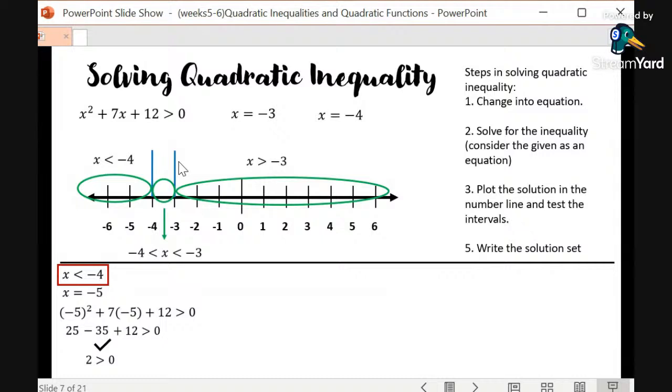So ang una nating sagot is x is less than -4. I-check natin yung dalawa pa. So ang kasunod dyan, x is greater than -4 but less than -3. O magbigay nga ng number na greater than -4 but less than -3. May decimal yan. So doon tayo sa pinakamadaling may decimal. Mas malaki siya sa -4 pero mas maliit sa -3. Kindly give a number.